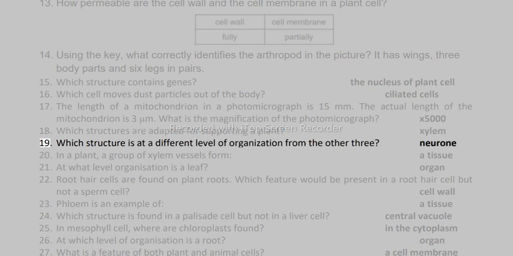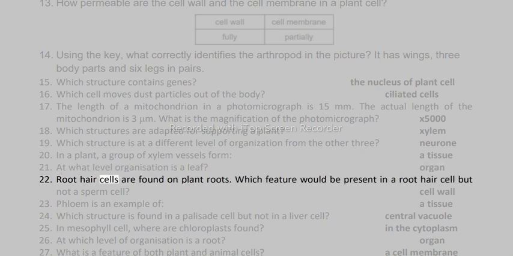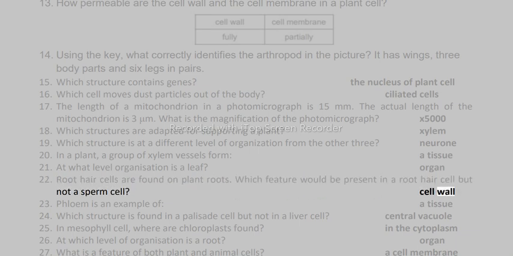Xylem. 19. Which structure is at a different level of organization from the other 3? Neuron. 20. In a plant, a group of xylem vessels form a tissue. 21. At what level of organization is a leaf? Organ. 22. Root hair cells are found on plant roots. Which feature would be present in a root hair cell but not a sperm cell? Cell wall. 23. Phloem is an example of a tissue. 24. Which structure is found in a palisade cell but not in a liver cell? Central vacuole.